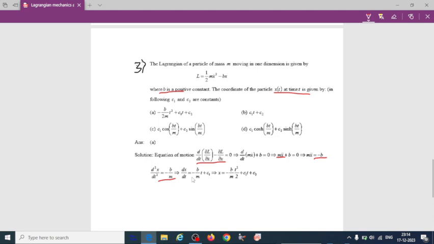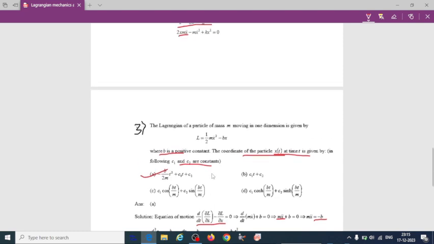If you take the derivative, then you will get here minus b by m into t plus c1 constant. Integration you have to do, and again if you do integration you will get the coordinate of the particle x as a function of t, that is minus b by m t square by 2 plus c1 into t plus c2. c1 and c2 are what? Constants. So the answer here, option A, is correct.